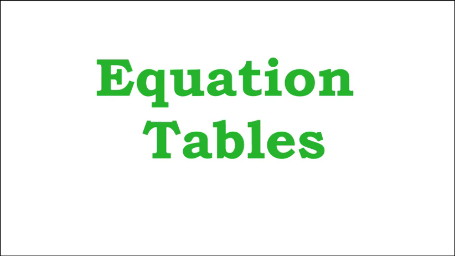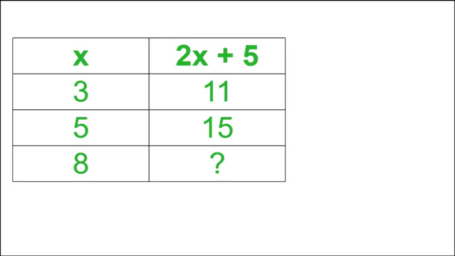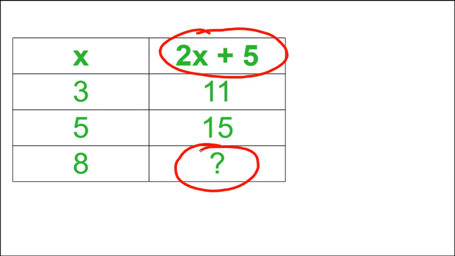Next, we got equation tables. Sometimes the equation tables are filling in the blank. Sometimes they'll be like your homework where you have to find the equation. This one's filling in the blank. So really it works just like a substitution problem. It shows us right here. That's where our y values are. It's 2x plus 5. We're trying to find right there.